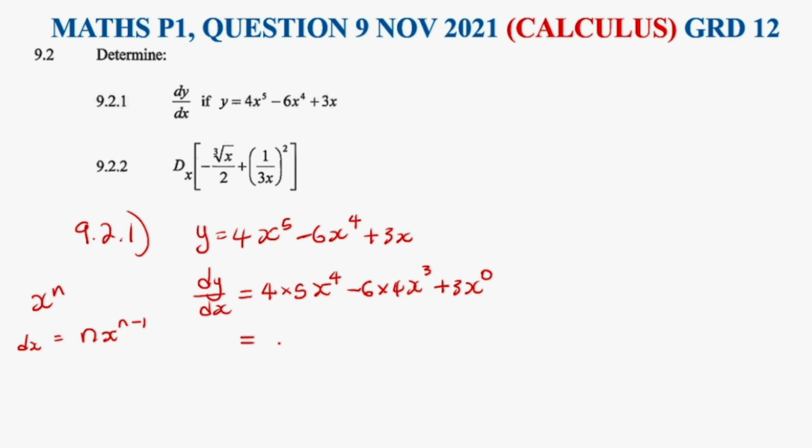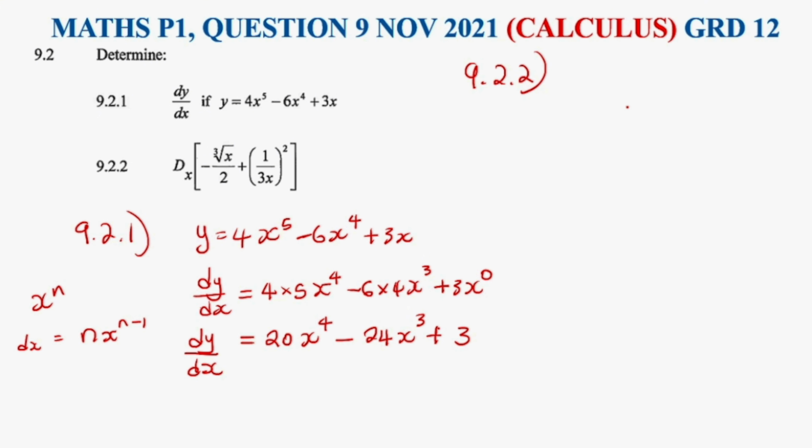Therefore, when we simplify this, we're going to be left with 20x to the power of 4 minus 6 times 4 gives us 24x to the power of 3 plus 3, anything to the power of 0 is equal to 1, so this will just be 1. 1 times 3 is going to give us 3, and that's how you would deal with this question 9.2.1, the first derivative.